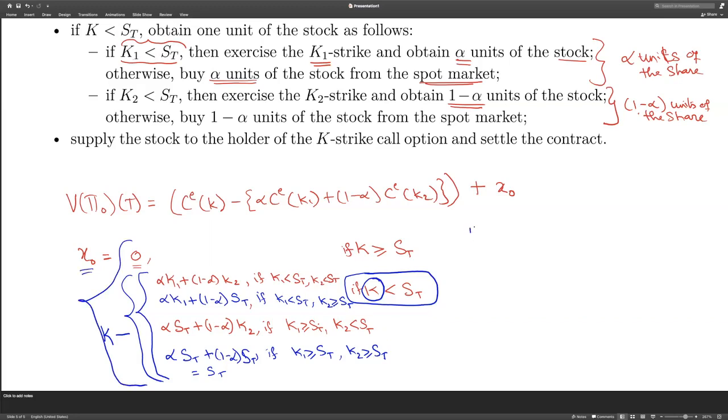Now we have to prove that X naught is greater than or equal to 0. How are we going to prove this? Let us see case by case. Case 1, let us take, which corresponds to K1 is less than ST as well as K2 is less than ST. That is this part.